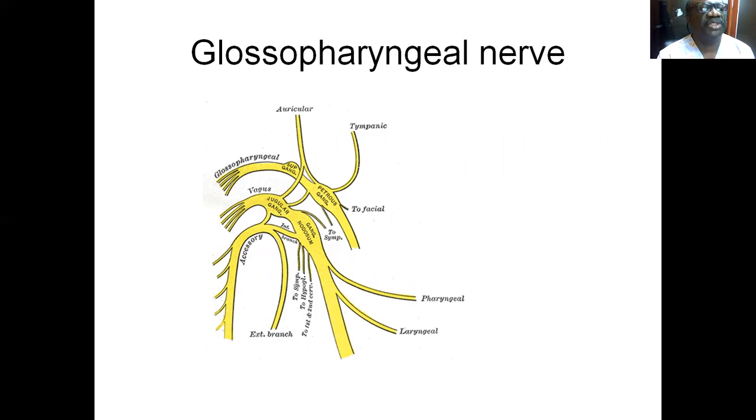The glossopharyngeal nerve with its superior ganglion and the petrous ganglion. And the distribution and connection with the vagus nerve and also the branches of the glossopharyngeal nerve to the auricular and the tympanic region. Also, look at the vagus nerve with its jugular ganglion and the nodosal ganglion. And then my very friendly accessory nerve.